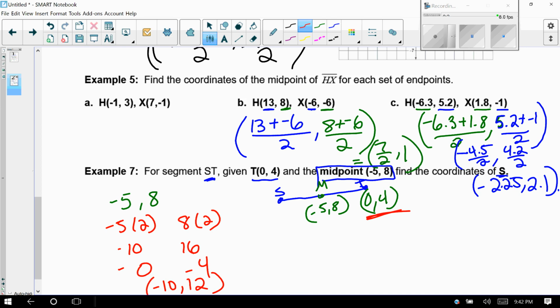Alrighty, and that is our point. So this one has to be at -10, and this one has to be at 12. And that is your answer for the coordinate of S. Coordinate means we're going to have an x and a y value.